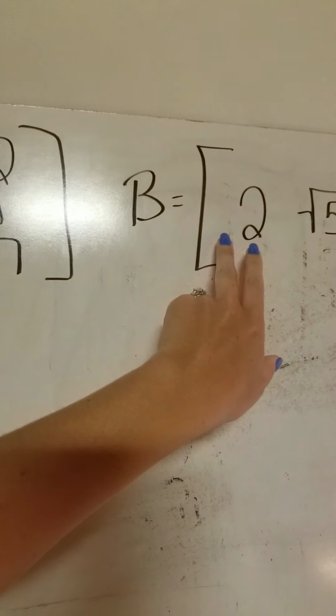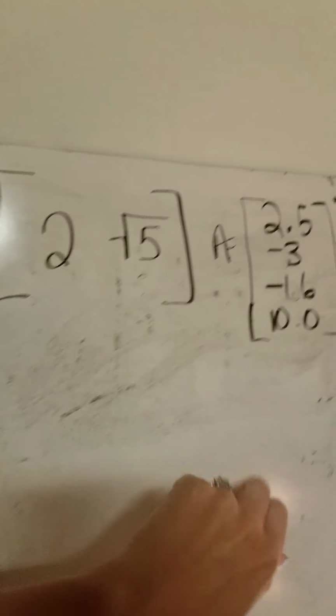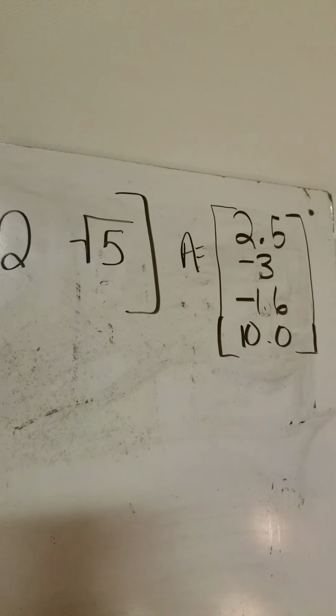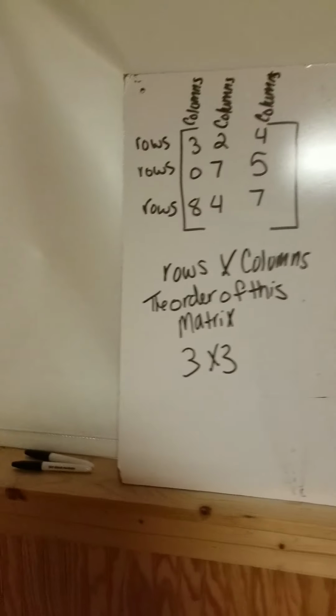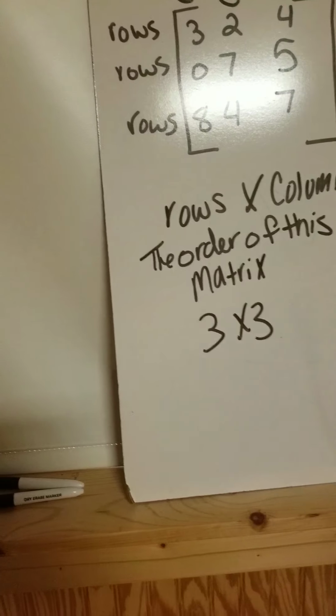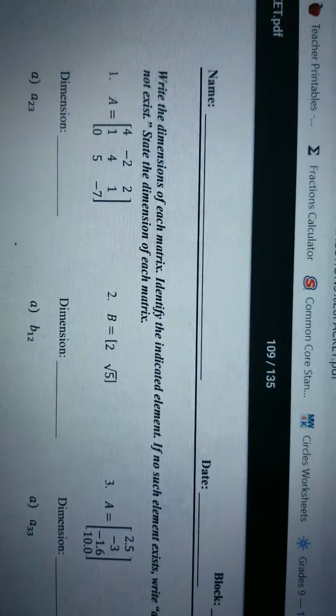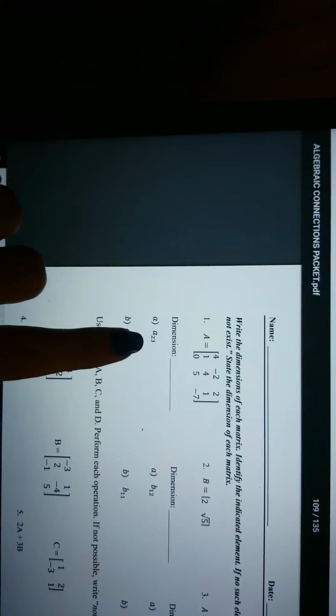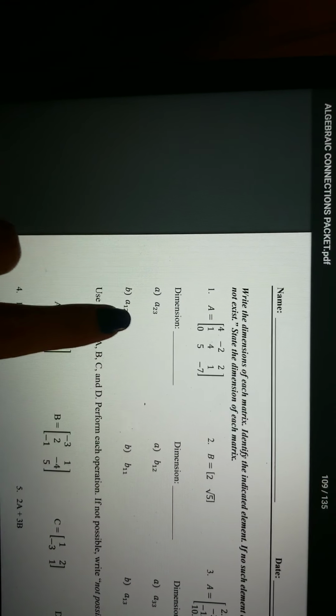This one here is a 1 by 2. This is a 4 by 1. Alright. So, number of rows by number of columns. So that will answer when it asks for dimensions on 1, 2, and 3 on your worksheet. Okay, and you also see where it is asking for A23 and A12.